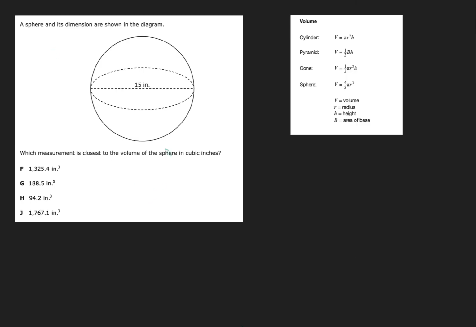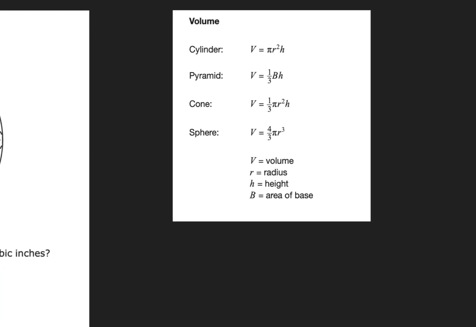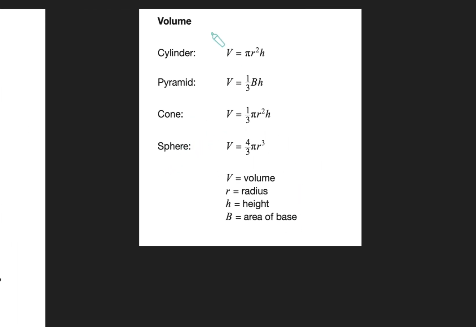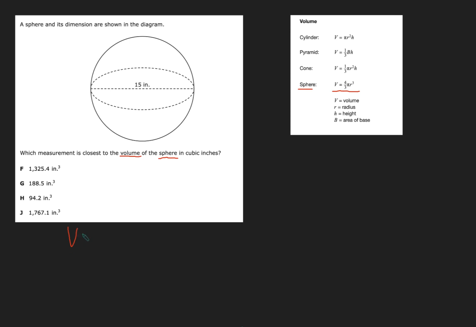Okay, second problem. It says a sphere and its dimensions are shown in the diagram. Which measurement is closest to the volume of the sphere in cubic inches? So again, they want us to find volume, and they told us it was a sphere. So you go to your reference sheet, you find volume, find your shape, find your formula. So we know V equals 4 over 3 pi times radius to the third.